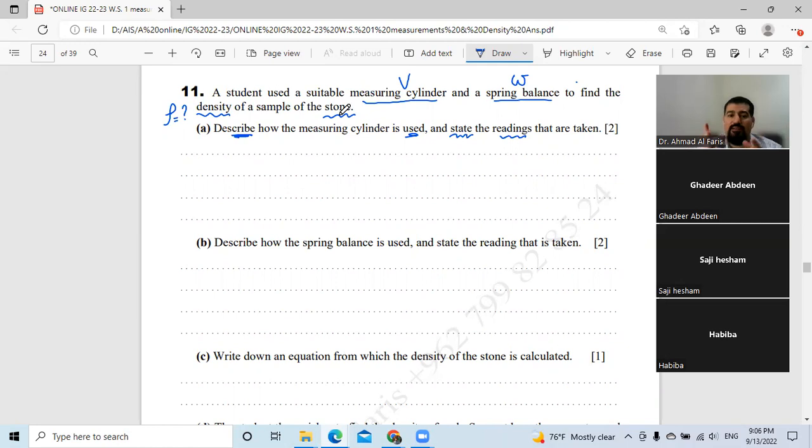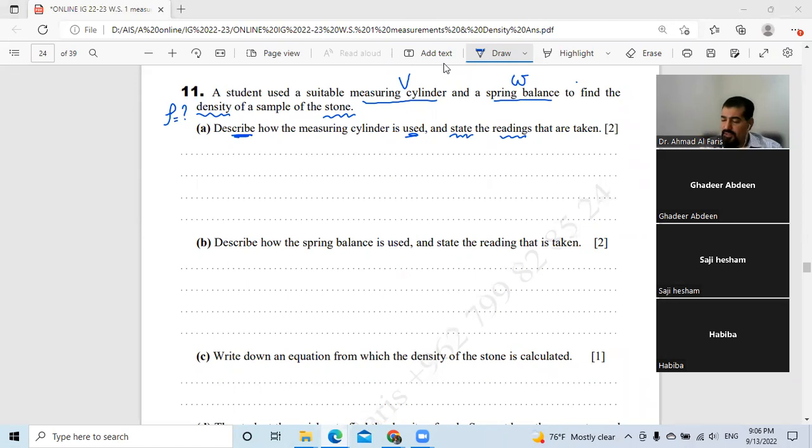Bravo. As Mu'taz said, I need to put the measuring cylinder partially filled with water. I immerse the stone gently inside it. Then what? Exactly, I subtract the reading of the volume before and after.